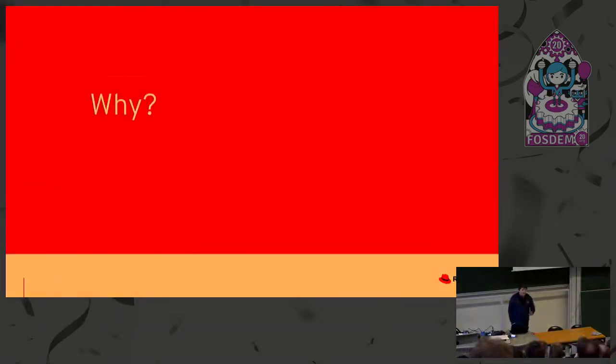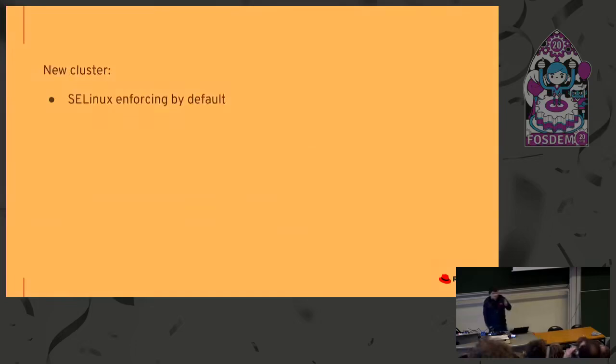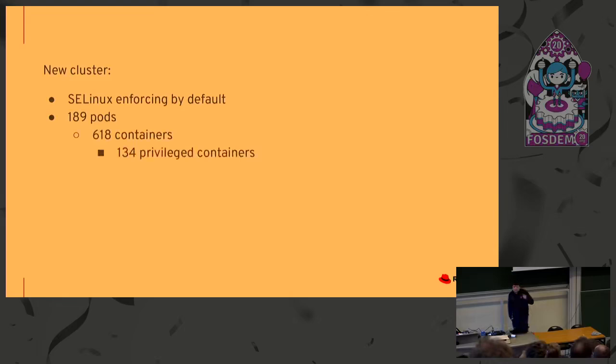So why are we here? I'll use a nice example of one of my colleagues from last week. In one OpenShift cluster, SELinux is enforced by default. On this cluster, there are almost 200 pods running more than 600 containers, and 134 containers run as privileged. In this case, there is no SELinux isolation for them, and 134 is so many containers, right?